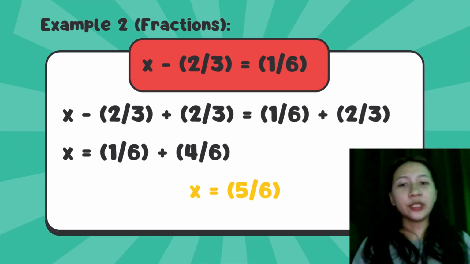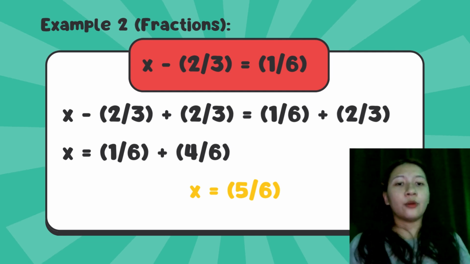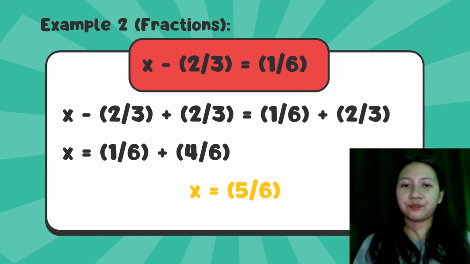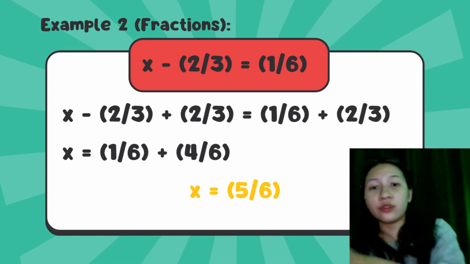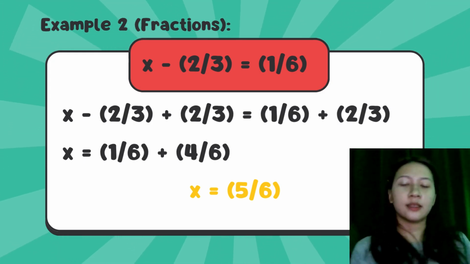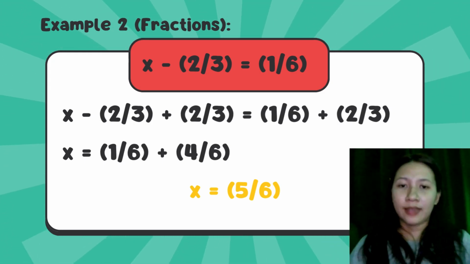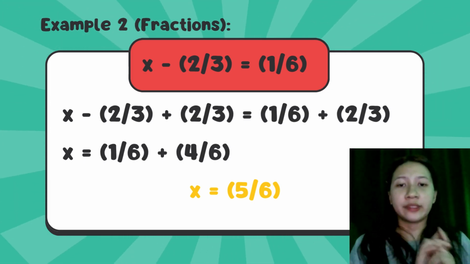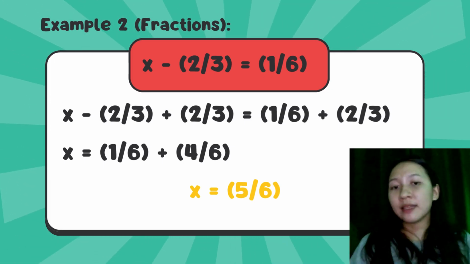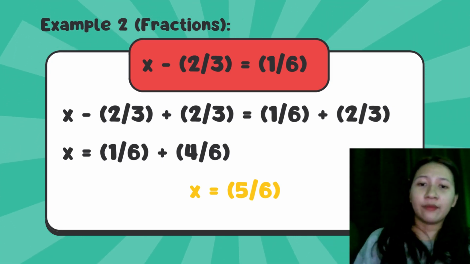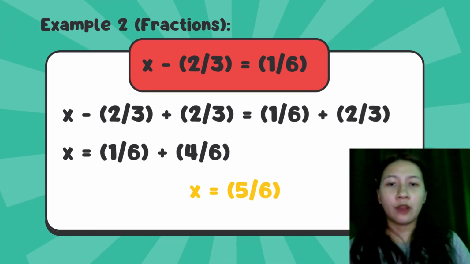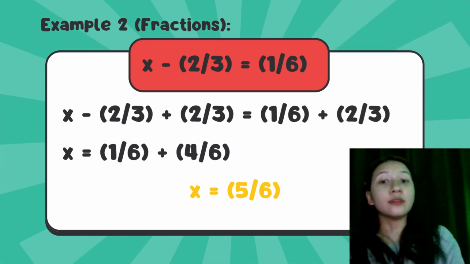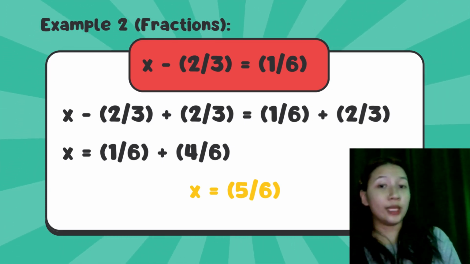Again, we have 4/6 because we need the same size pieces to add fractions, so we change the 2/3 to 4/6. And now we add 1/6 plus 4/6. 1 plus 4 equals 5, and we copy the denominator. So that's it for solving simple equations using only addition.